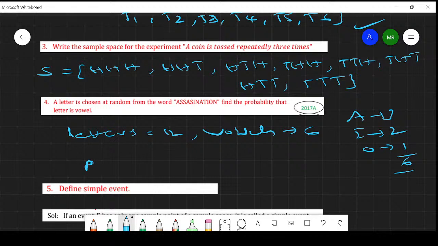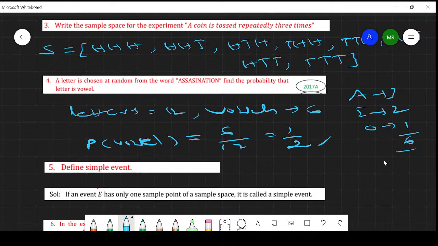The probability of getting a vowel, they are asking. Probability of vowel equals favorable cases 6 over total letters 12, that is 6 by 12. The answer is 1 by 2. That is the probability that the letter is a vowel. Is that clear?